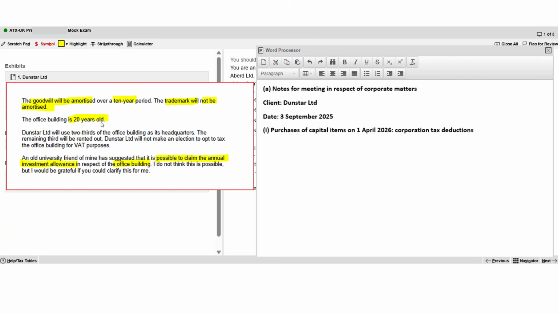The building is 20 years old. Not immediately obvious why they've told you that, but that was actually just to say that it's not a newly constructed building, which means that it's not going to qualify for structures and buildings allowances. And then the other bit of information, the advice from the friend, has said that it's possible to claim the annual investment allowance in respect of the office building. So that's what we need to think, is that true or not?